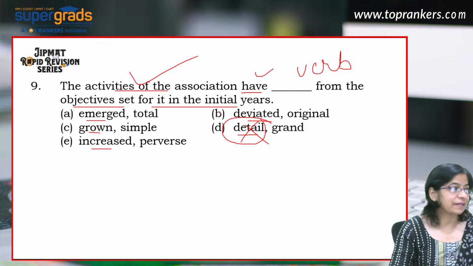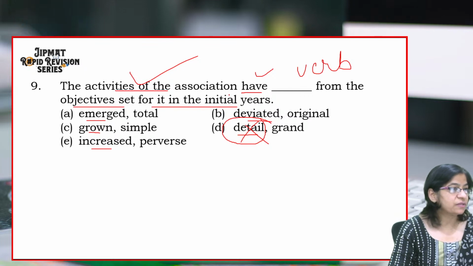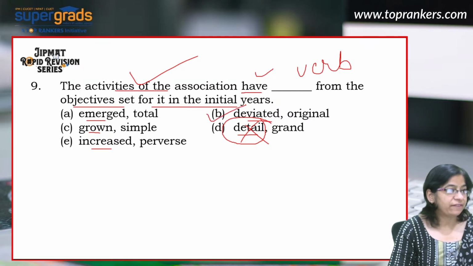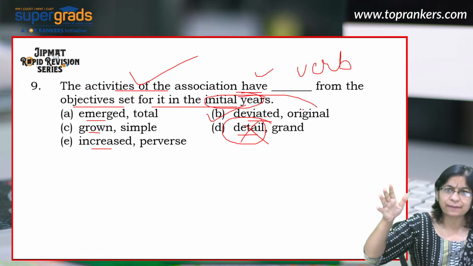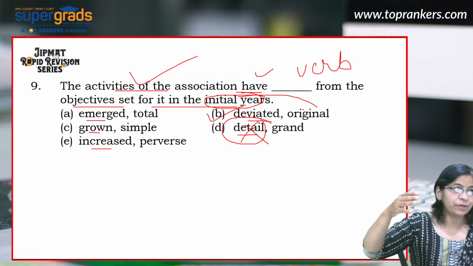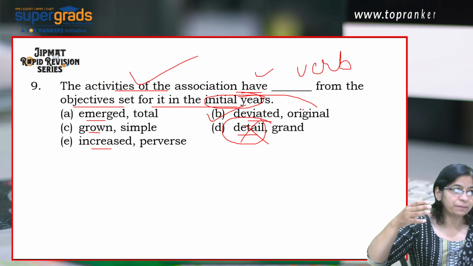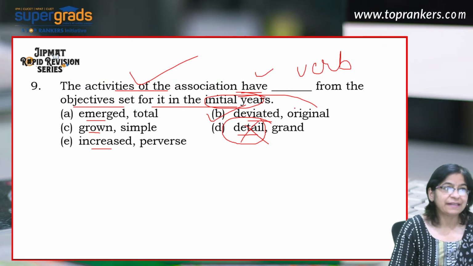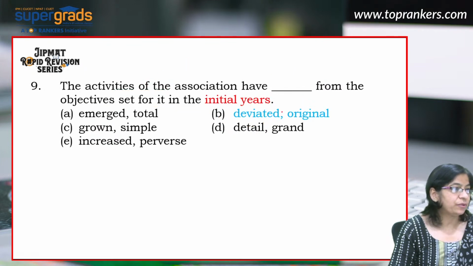Yes, I agree, Namita. See, the activities of the association have deviated from the objective set for it in the initial years. That is originally something that was done. So that is a clue for you here. So it would be option B, that is deviated. And the last, very good, Harsh. Now, the last sentence that I have for you here is no, I guess that's the last one.